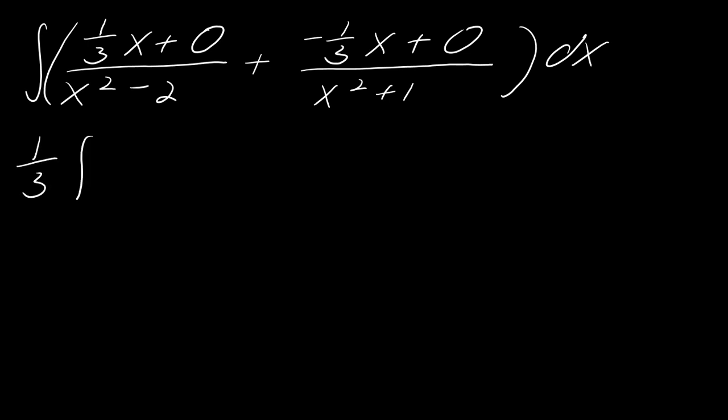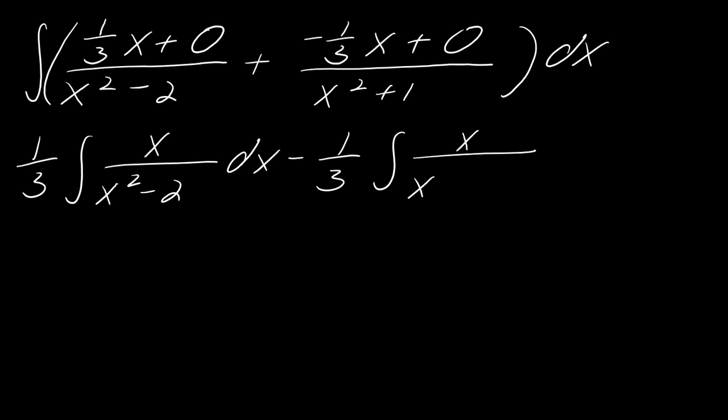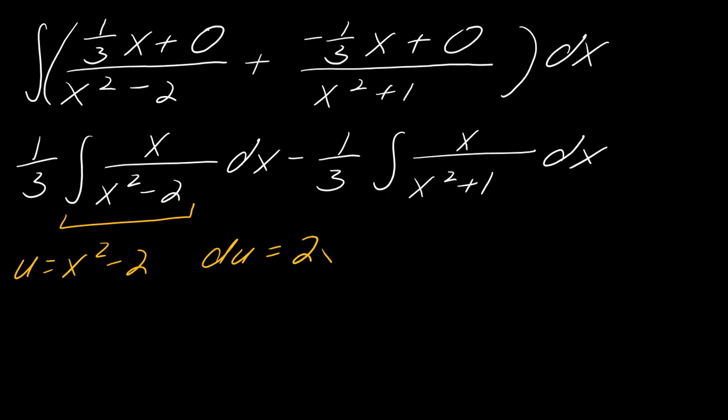So this will be 1/3 x over x squared minus 2 minus 1/3 x over x squared plus 1. Okay. And so from here, for both of these, really now you can use substitution. So I'll just do one of them just for the sake of time. So for this one, my u will be x squared minus 2. My du will be 2x dx. So 1/2 du will be x dx.